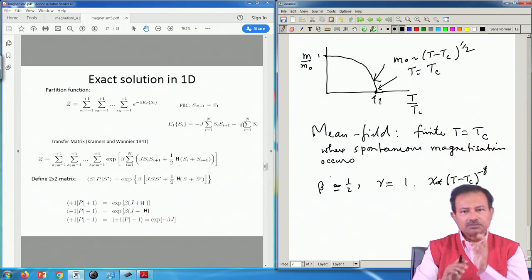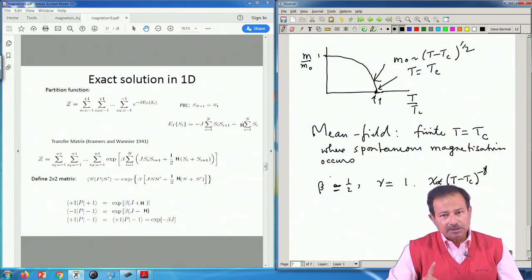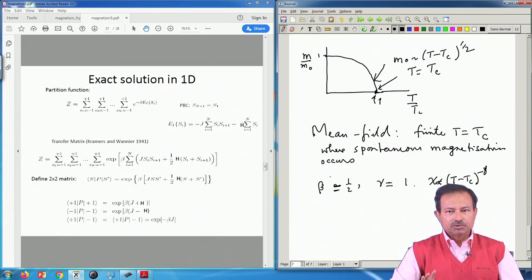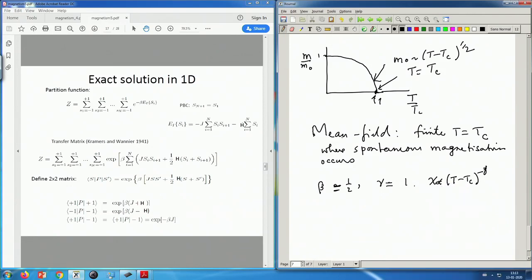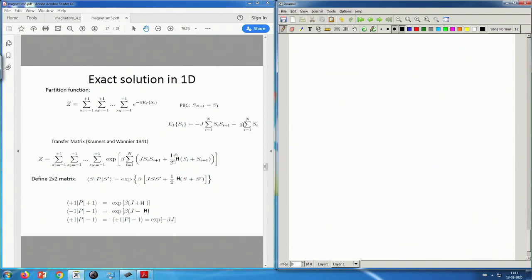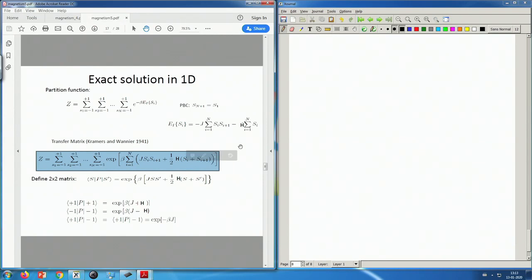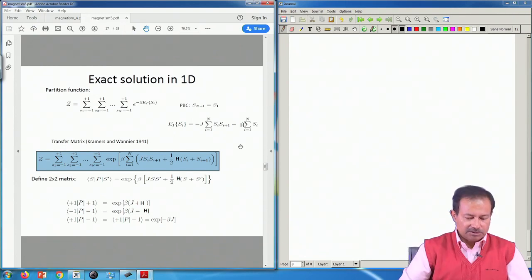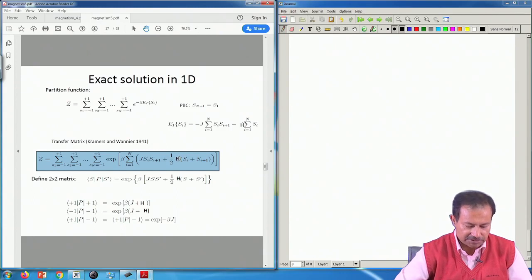Now, what I do is to solve this model in one dimension exactly and show what happens, to contrast it with the solution that I obtained from the mean field theory. Again, I am repeating that you do not have to do this calculation. If you like, you can do it, but it is just a very simple, beautiful calculation, and let me show you how it is done. So again, you go back to the model with a field, and the field is written as H here. This is the field.